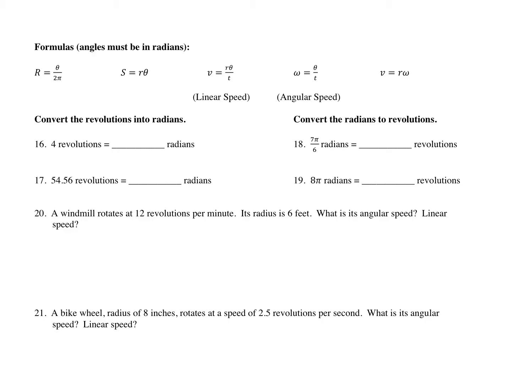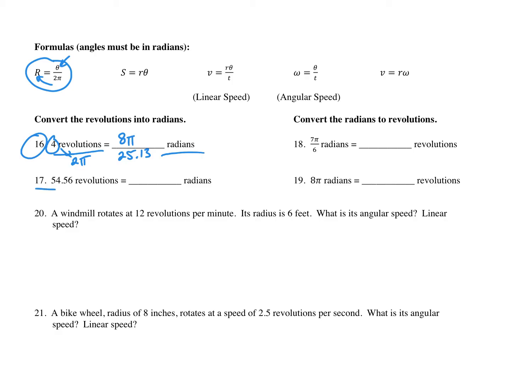For problem number 16 here, we're just converting revolutions to radians. If we have 4 revolutions, each one of those revolutions is 2 pi radians. So we use this formula up here, the big R equals theta over 2 pi. If we want the radians, which are the theta, we can just take our 4 revolutions and multiply it by 2 pi, and we get 8 pi radians. You could do that in decimal form too. It's approximately 25.13. But revolutions to radians, just multiply by 2 pi.